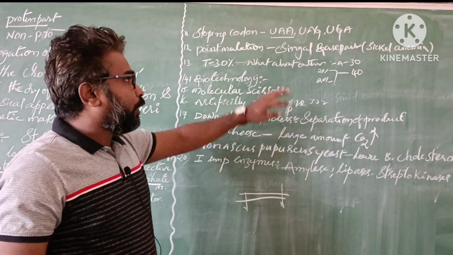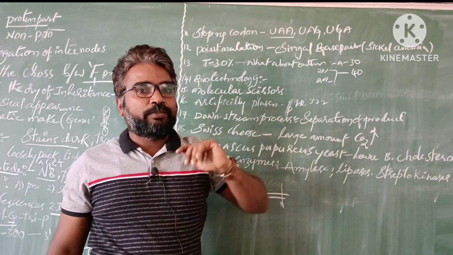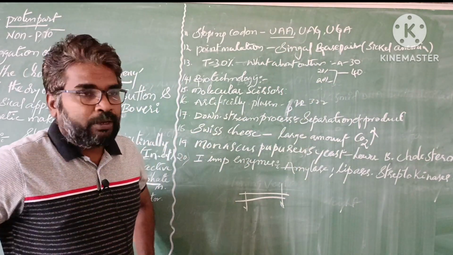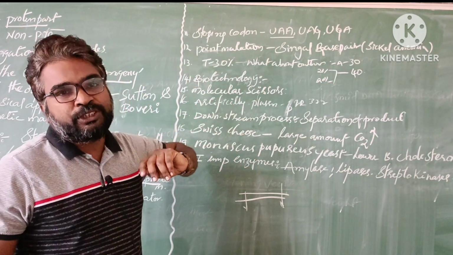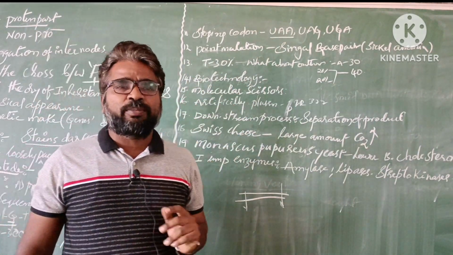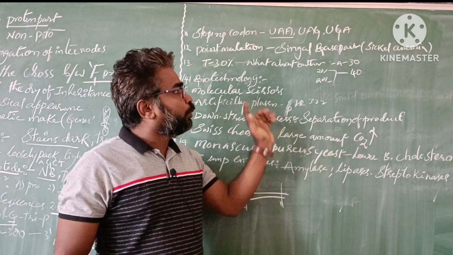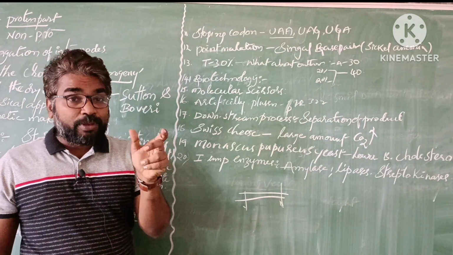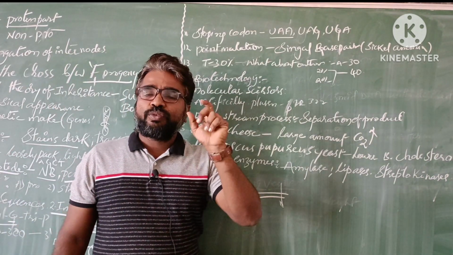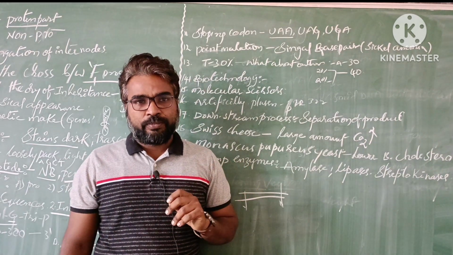UAA, UAG, UGA. Remember, very simple. All are U, A and G combinations. UAA, UAG, UGA. Look here, my dear friends, very simple. Remember it: U, A and G combination.